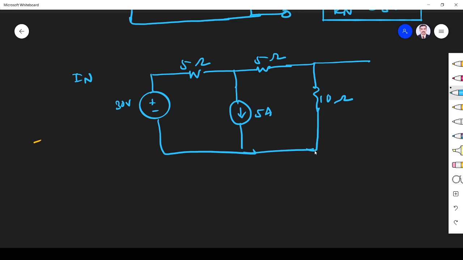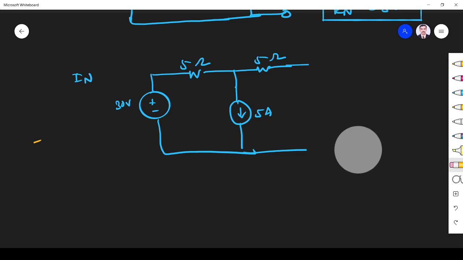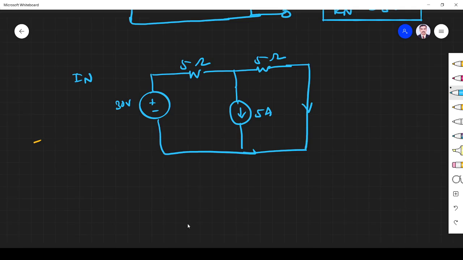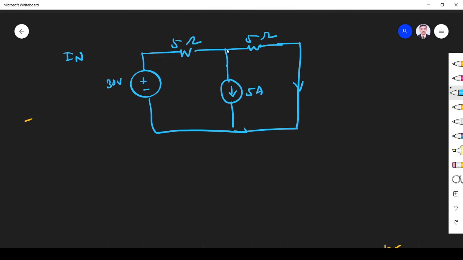Then the terminal AB must be shorted. So the current flowing through this short circuited terminal is I Norton. If this resistor is in parallel with the short circuit, it becomes a shorted terminal. So the circuit will be like this. I have to find the current flowing through this. First I find the voltage across this terminal, then I apply V by R is equal to I.